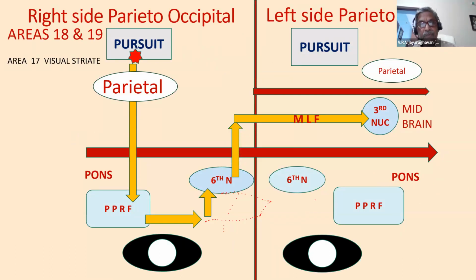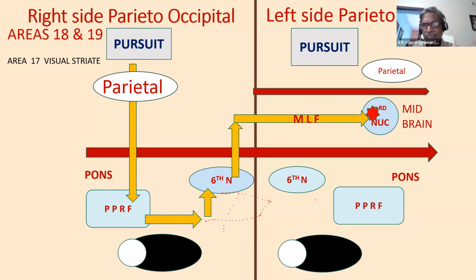I'll show again. See now: right side parieto-occipital area, right pons, the sixth nerve is stimulated. Impulse goes to my medial longitudinal bundle. The third nerve goes. You see the eyes are going slowly towards the right side. That means the right parieto-occipital area controls same side movement. That is pursuit. It's a slow movement.